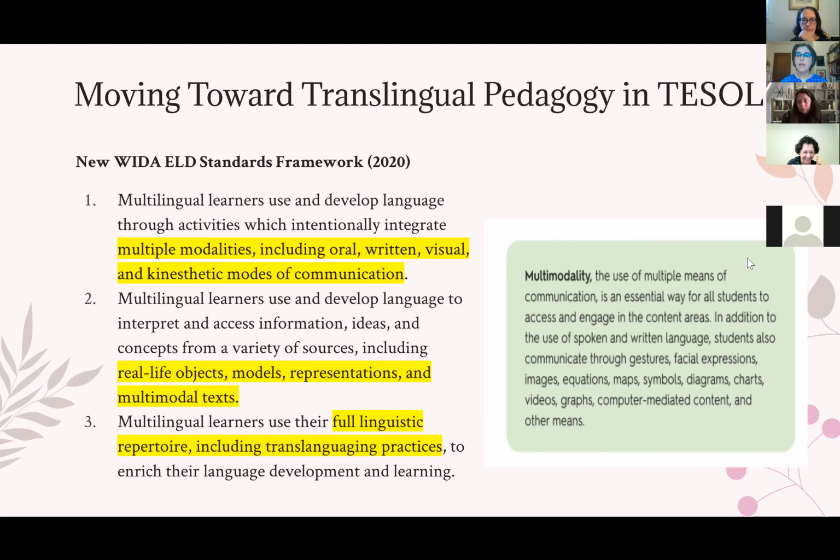And if you take a look at bullet point 3 there, you see that TESOL in the WIDA frameworks has made a point of emphasizing that that includes translanguaging practices, or opening those spaces for multilingual learners to use their full linguistic repertoires for learning in the classroom. And that helps to expand their language and literacy development, as well as deepen their content learning. Next slide, please.